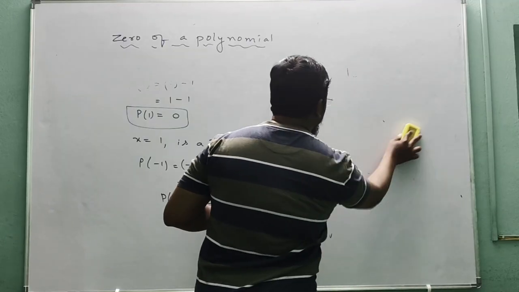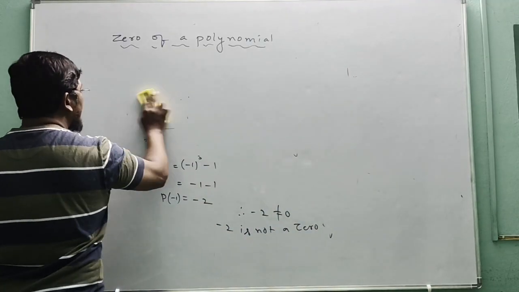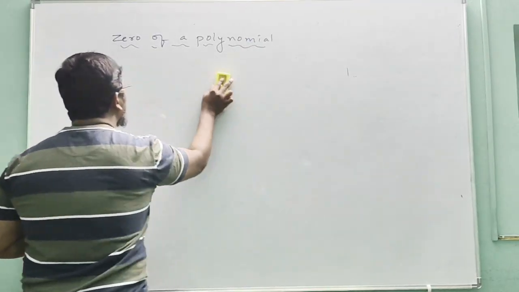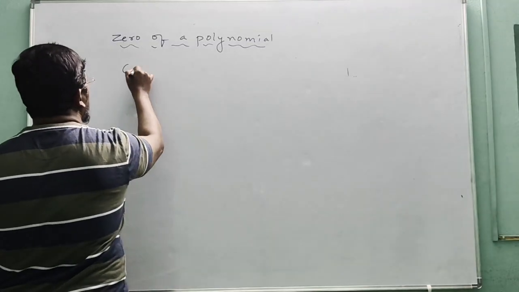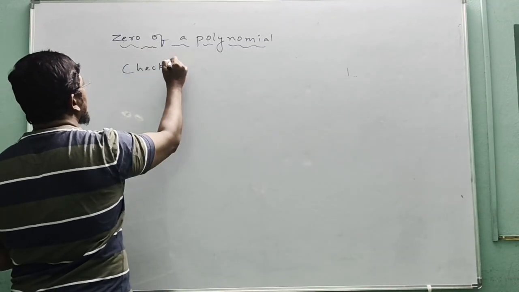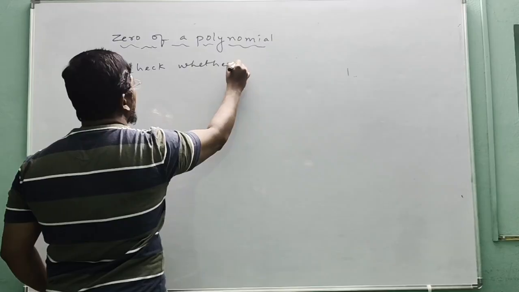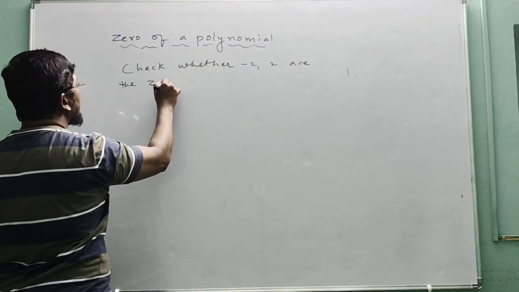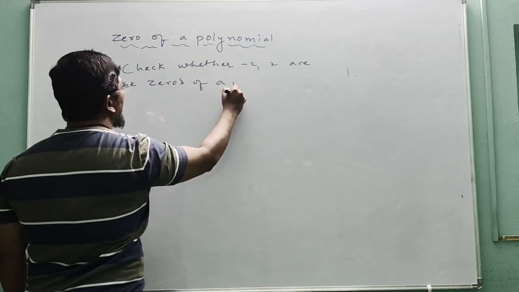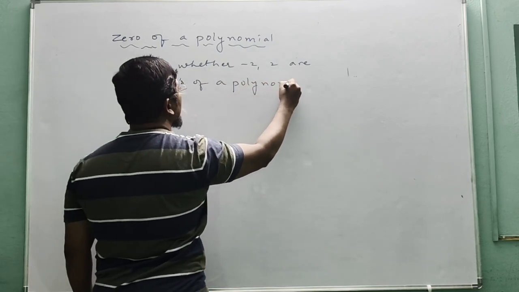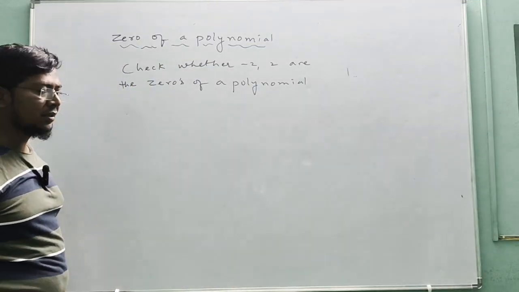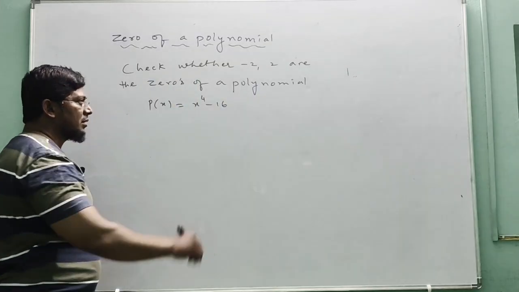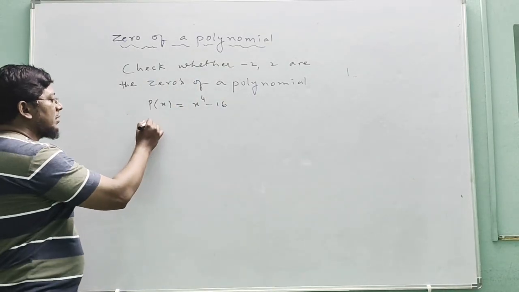Check whether, for p of x is equal to x power 4 minus 16, minus 2 and plus 2 are the zeros. Check whether minus 2 and plus 2 are the zeros of the polynomial. So what is the polynomial, sir? The polynomial is p of x is equal to x power 4 minus 16. So we should check p of x.